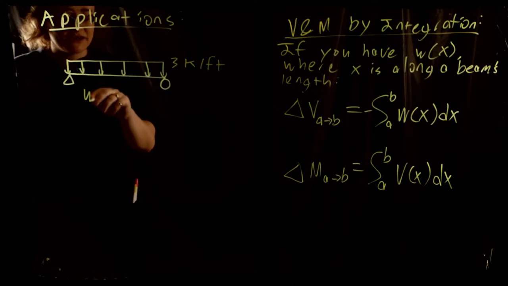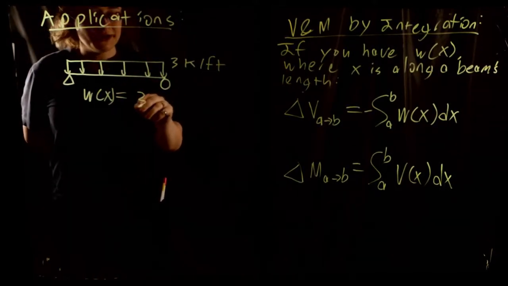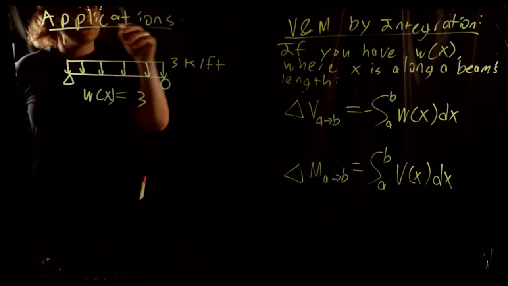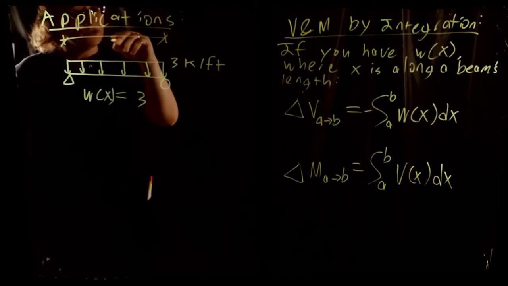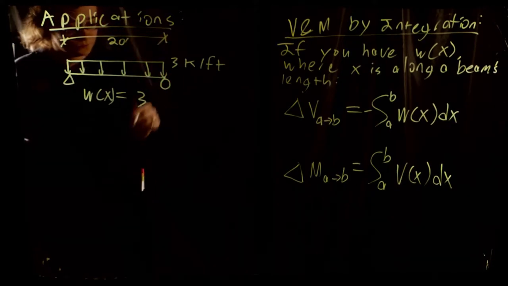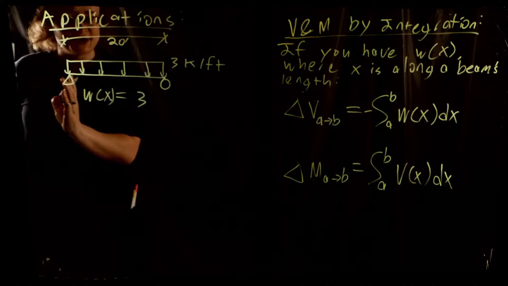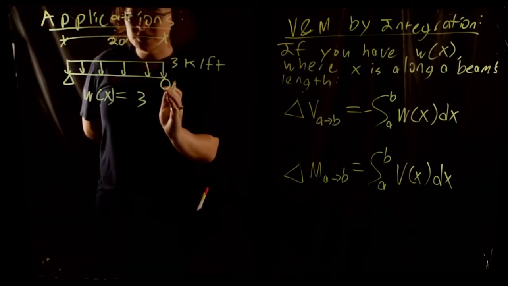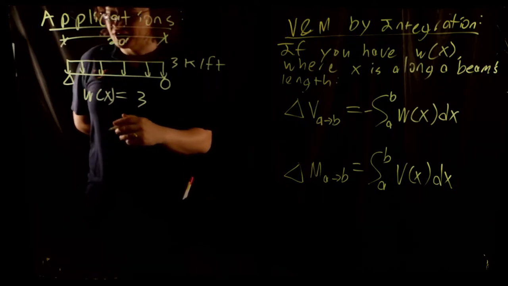So W as a function of X is just equal to 3. And let's say this thing has a length of maybe 20 feet. So as we integrated on this beam, we would go from X equals 0 on the left end to X equals 20 feet on the right end. So let's try to find shear.